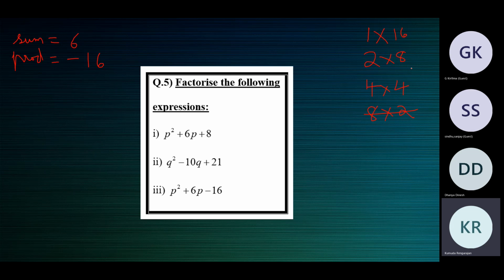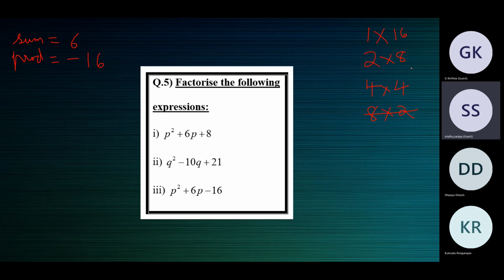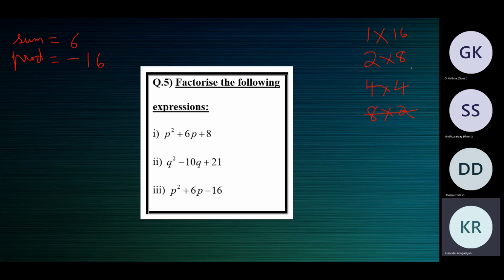Because 1 and 16 can give us 17 or 15. 1 plus 16 is 17, or 16 minus 1 is 15. If you want the numbers 15 or 17, you should use 1 and 16. But you need to get 6. So 2 and 8.